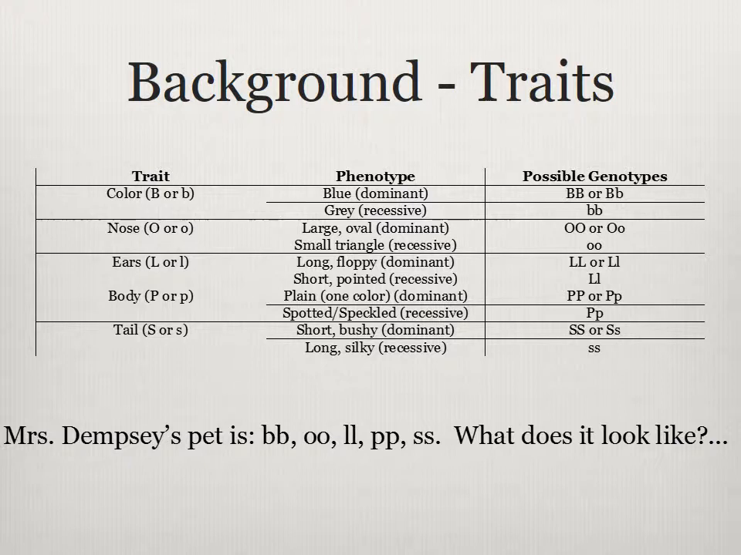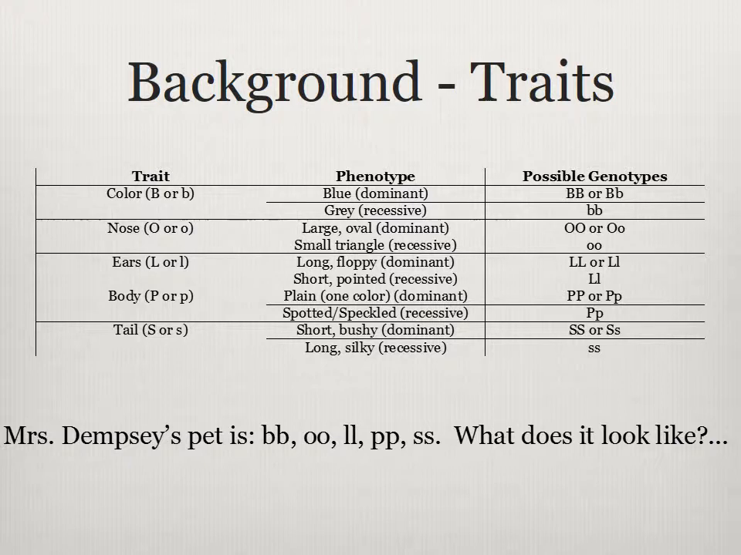It's little l. And then my pet's body is going to be little p, and you need to fix that as well, spotted and speckled. We should have fixed them in class, but if you weren't in class, I'm telling you now that spotted speckled is a recessive and it should be little p. Short pointed ears is recessive and that's going to be little l. And then for tail, my pet is going to have a long silky tail, which is a recessive trait, so it's going to be little s.